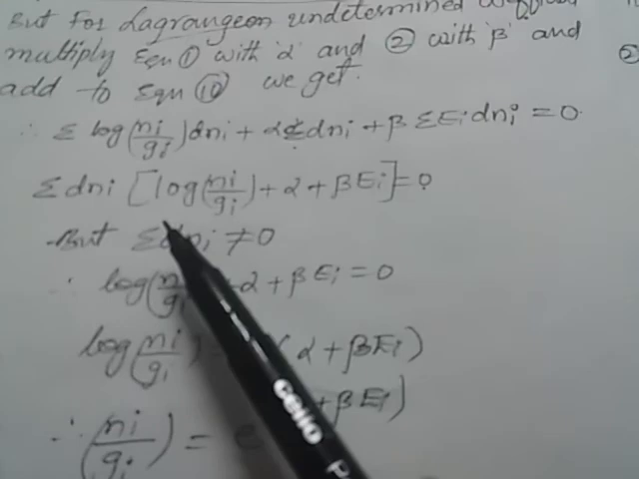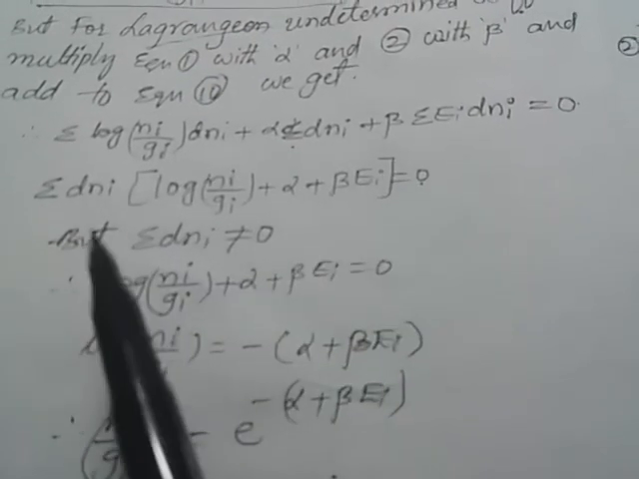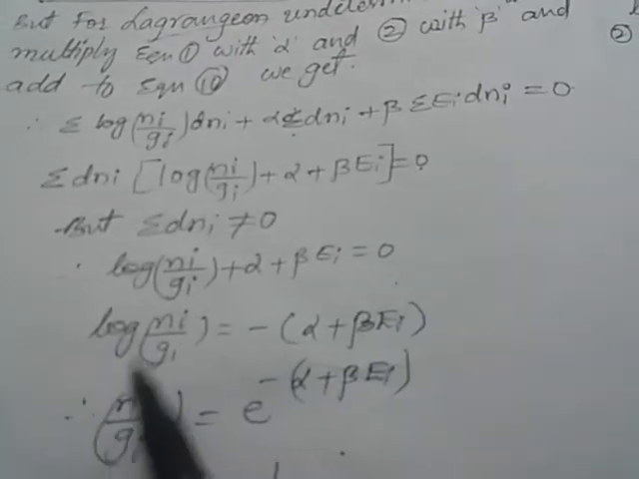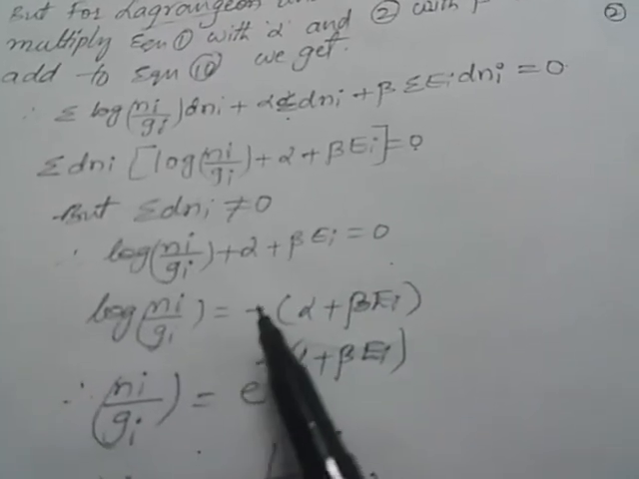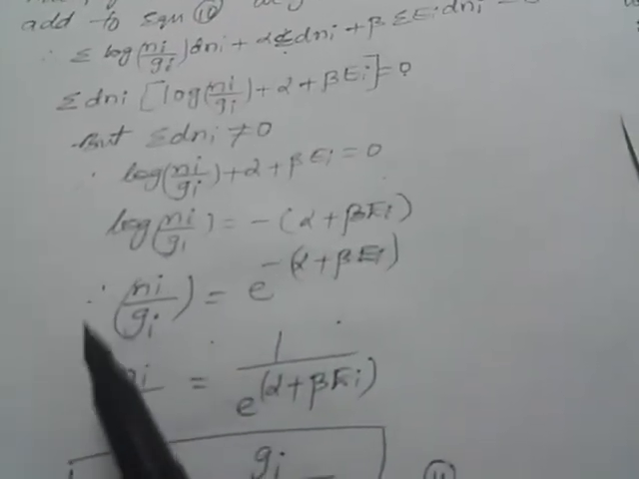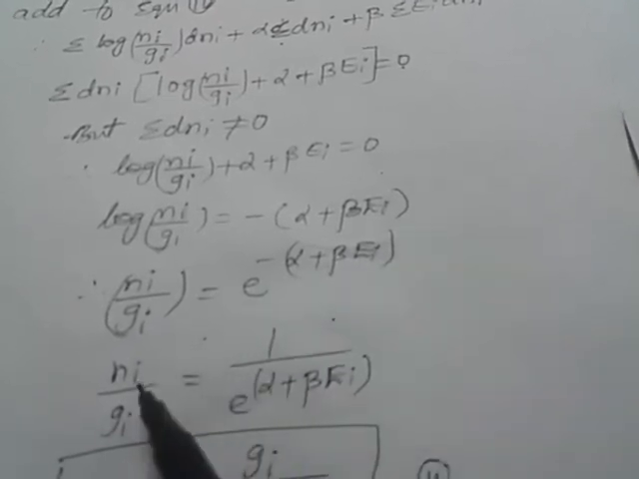But sigma dni is not equal to 0. When it becomes 0, everything becomes 0, no change of the particles. That's why this does not equal 0. Its coefficient becomes 0. So that coefficient, log ni by gi plus alpha plus beta ei, is equal to 0. So log ni by gi is equal to minus of alpha plus beta ei. Therefore ni by gi equals e to the power of minus alpha plus beta ei.